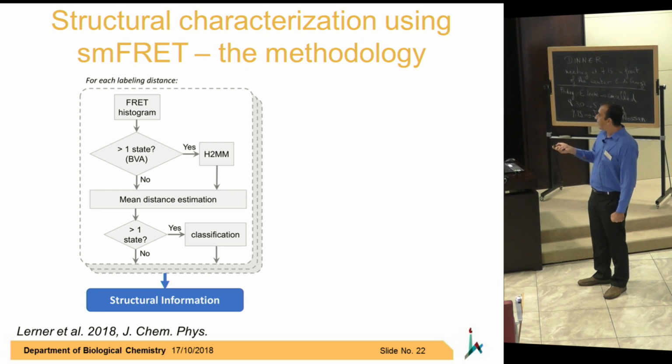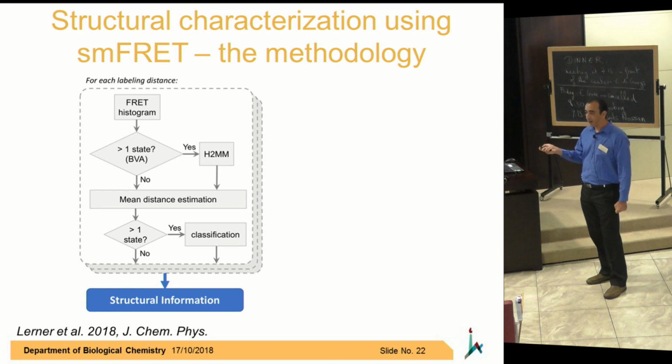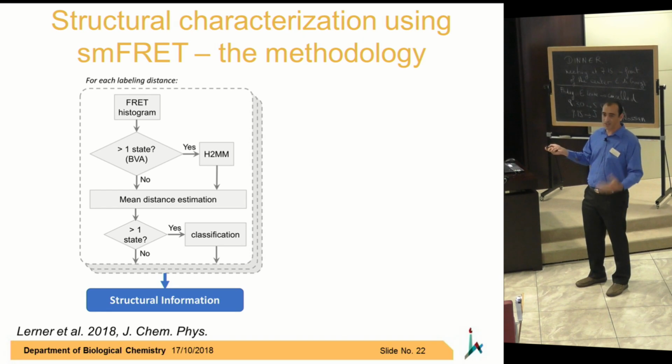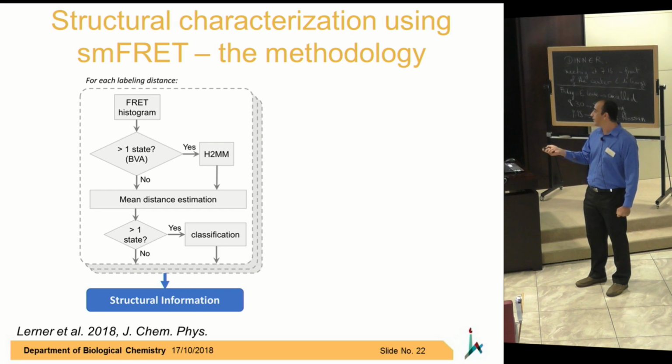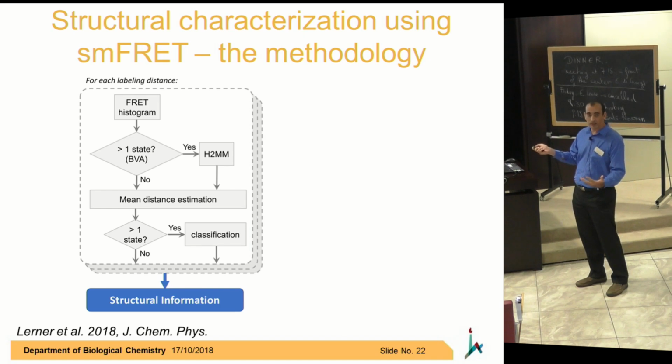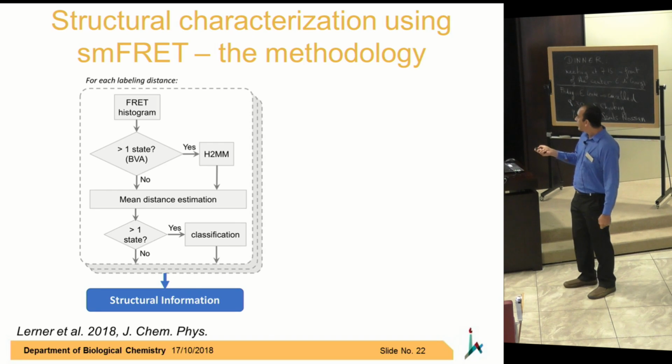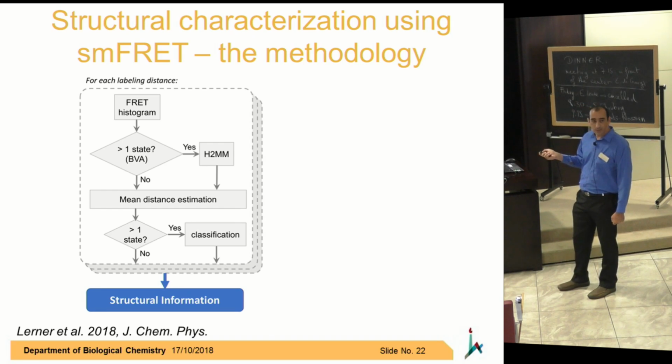Then I ask, is this one state? To answer this question, I go and perform BVA. If it's just static heterogeneity, which means that the data points for that population lie on the semicircle, I move on and extract the distance information from it. If not, then I have to quantify what I saw qualitatively as heterogeneity of states in something called photon by photon hidden Markov modeling.